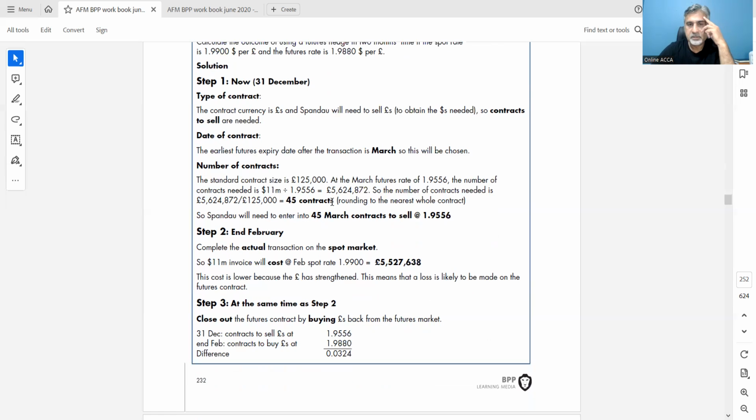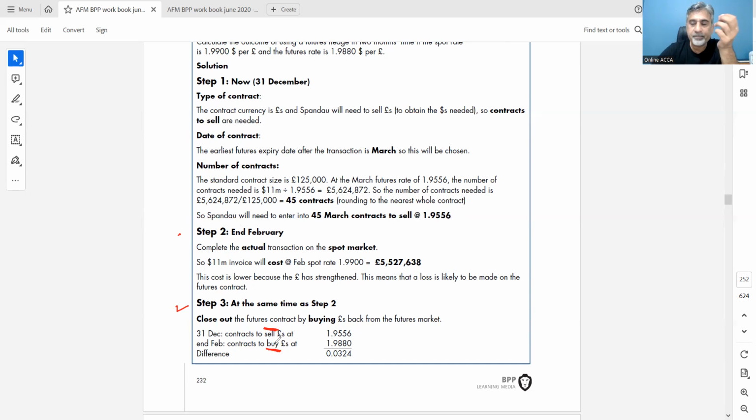The loss on the futures contract at the same date. Step number 3, in February, I have to reverse my transaction. I had a contract to sell sterlings. I need to enter into a contract to buy sterling so that they cancel out each other. It is just like I promised someone I will sell you, now I don't want to sell them, so I buy from the market and I give them. This is what is happening.